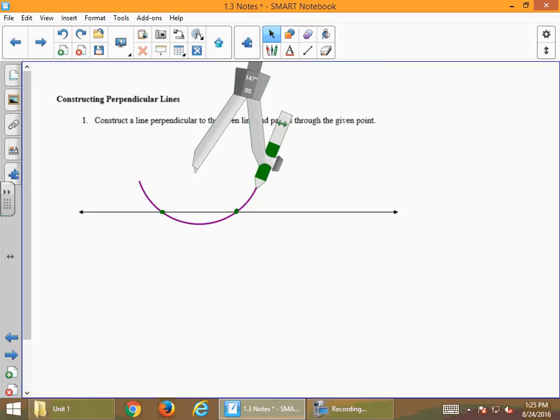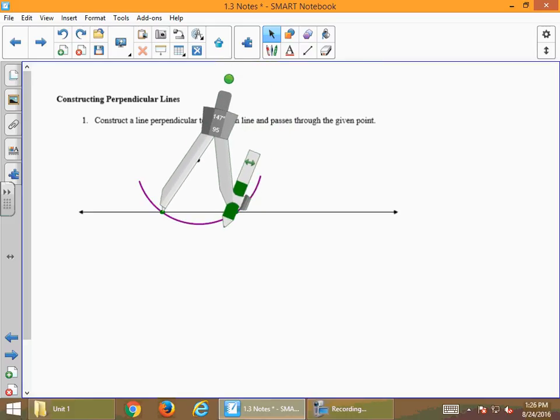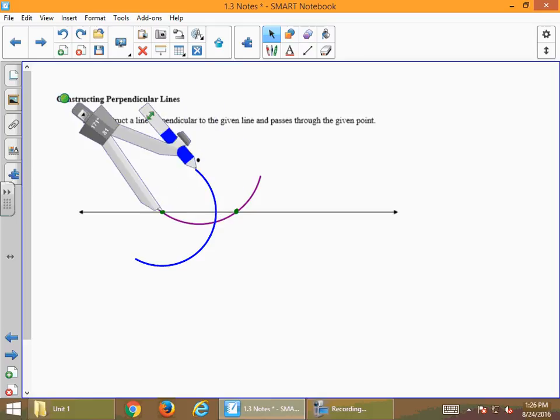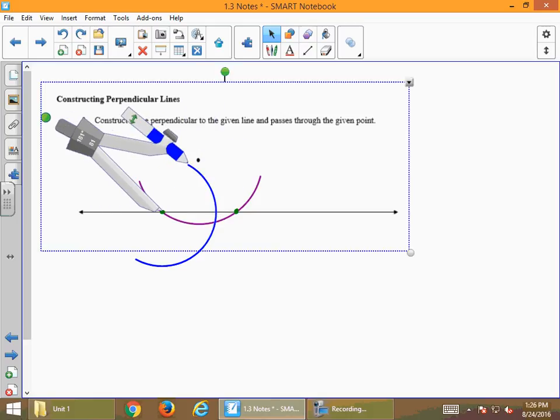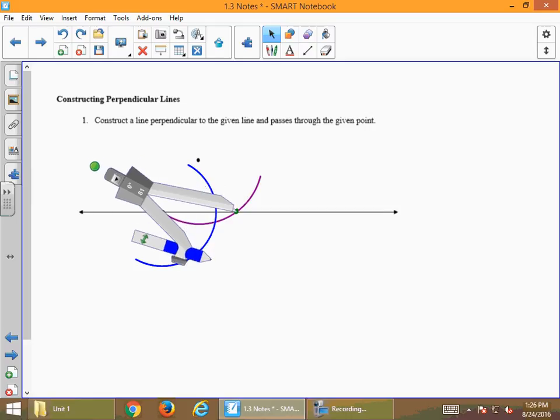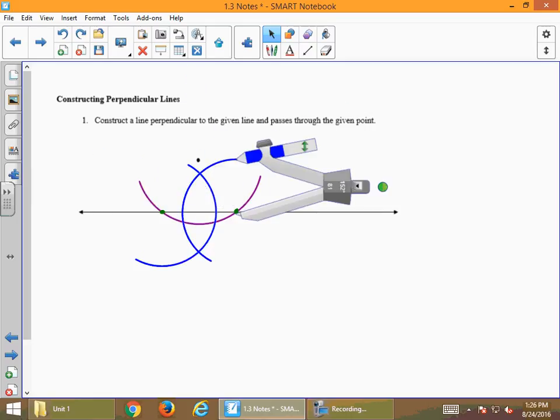You're going to put your needle on one of those intersection points. Go more than halfway, and it's nice because this point is halfway. So make sure your pencil's past that point. Make your semicircle. And then just like the last example, put your needle on the other point. Make your semicircle. And then line up your straight edge with those intersection marks, and the line should go right through that point and the intersection point. There.